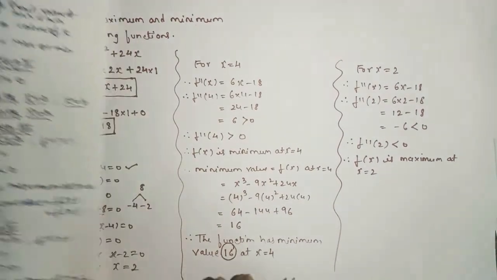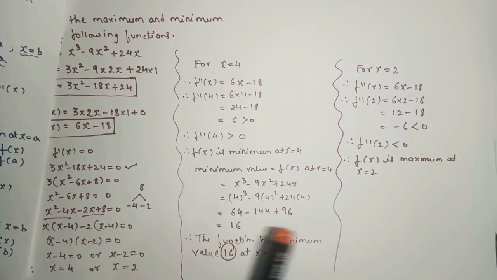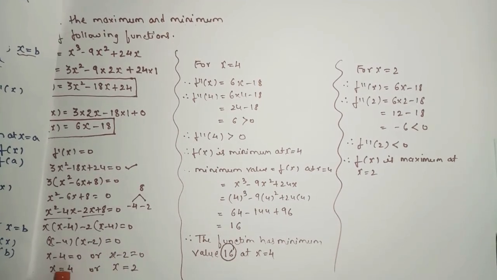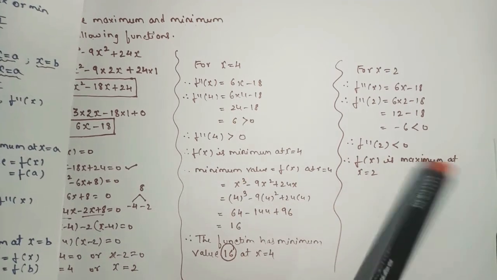As I told you, whenever you get two answers, one answer will turn out to be maximum and the second answer will be minimum, or vice versa. So here at x equals 4 we got the minimum value, and at x equals 2, of course, it has to be maximum only.